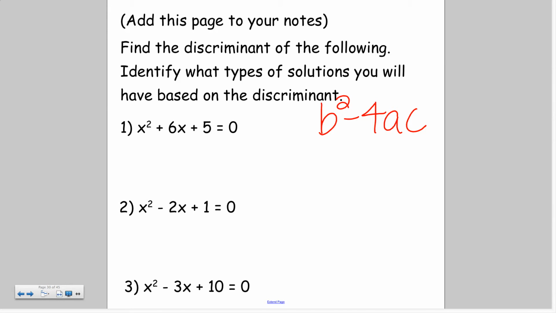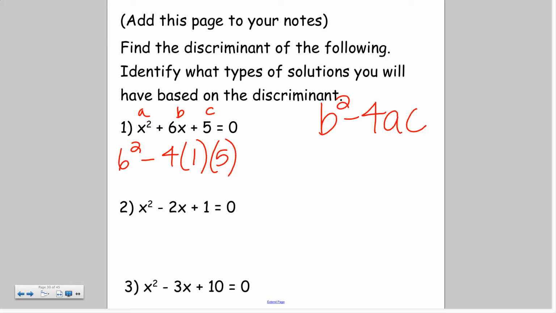B squared minus 4ac. I mean, everything underneath the radical, not the radical itself. All right, so if I look at number 1, I know I've got A, B, and C still. Same old same. B squared, so 6 squared, minus 4 times A times C.